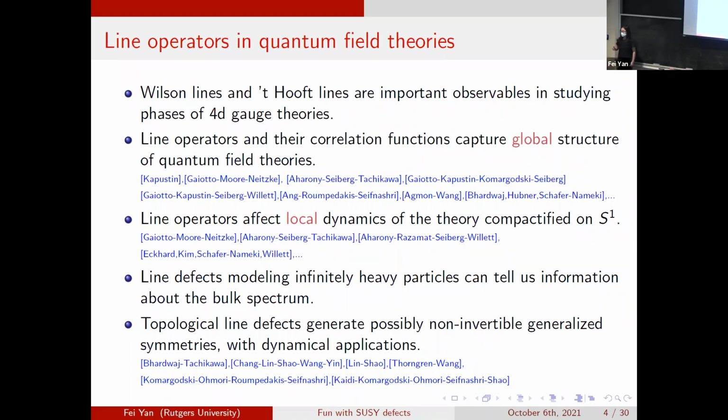Right. The last point is a relatively more recent point of view. Namely, there has been a series of works studying so-called topological line defects, and in general, they generate some sort of potentially non-invertible generalized symmetries, and just like ordinary symmetries, such generalized symmetries could have dynamical implications. So this is also a new area regarding lines, and there has been more and more work appearing in this field.